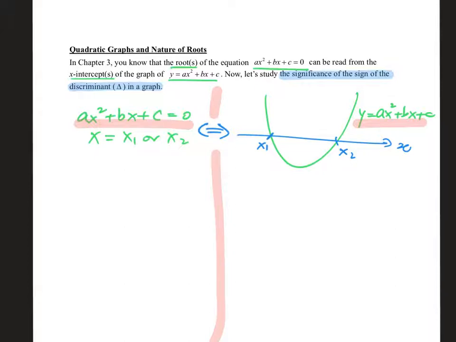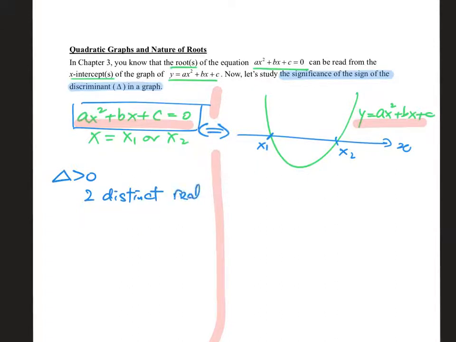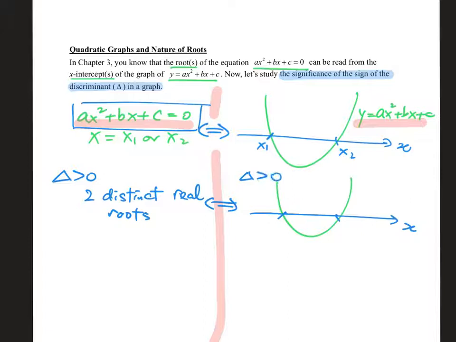Well, the first case we're going to study would be delta greater than 0. If you go back to the concept of delta greater than 0 of a quadratic equation, it means that there are two distinct real roots. As a result, what does it mean in a diagram? Of course, we are talking about a parabola which cuts the x-axis at 2 points. And so this is the significance of delta greater than 0 in terms of graph. This is case 1.